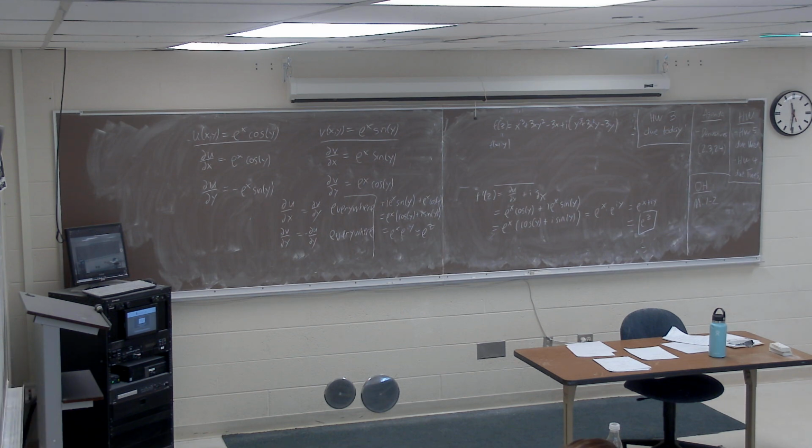So del u del x will be 3x squared plus 3y squared minus 3. And del u del y will be 6xy. Then del v del x will be 6xy, and del v del y will be 3y squared.